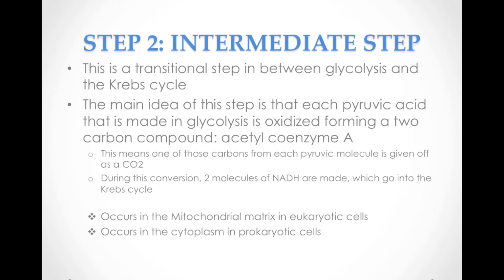During the intermediate step, the 2 pyruvate molecules that were made in glycolysis are oxidized, forming a 2-carbon compound, acetyl coenzyme A. Since pyruvate was a 3-carbon molecule and acetyl is now a 2-carbon molecule, this means one of those carbons from each pyruvate molecule is now given off as a carbon dioxide byproduct.